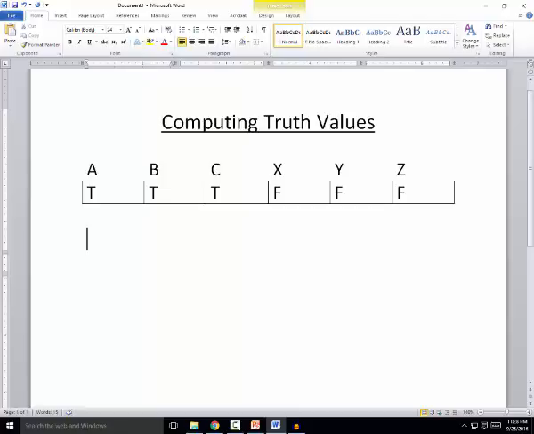Now that you've got an overview of how our system works, it's time to take a look at some of the logical relationships that we can explore within this system. And the first thing we need to be able to do in order to do that is compute the truth value of a sentence. We can in principle compute the truth value of any sentence within our system. And we do that by using the semantic rules for the operators. So let's start with a simple example.